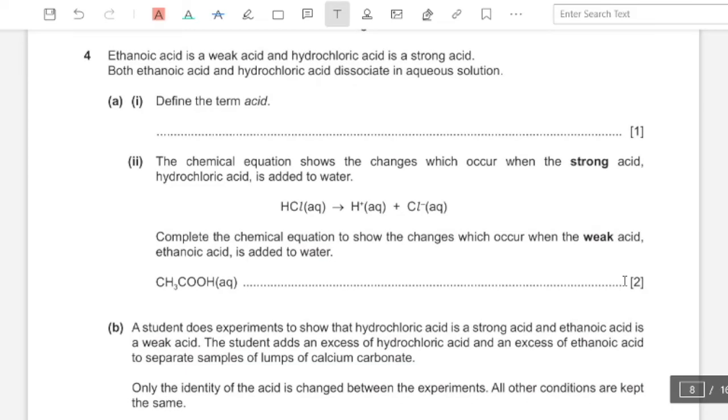Ethanoic acid is a weak acid and hydrochloric acid is a strong acid. Both ethanoic acid and hydrochloric acid dissociate in aqueous solutions. A. Part 1. Define the term acid. Okay, so an acid is a proton donor.